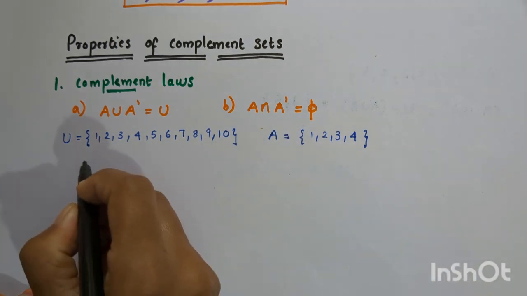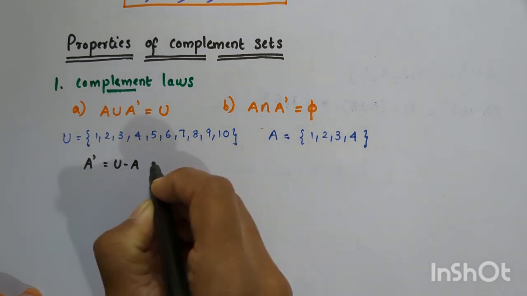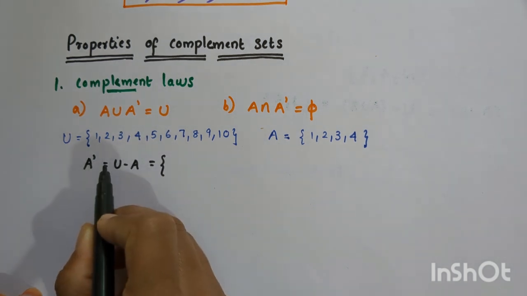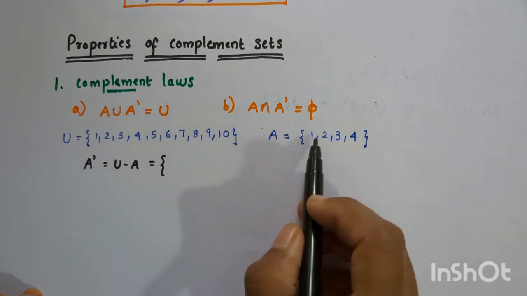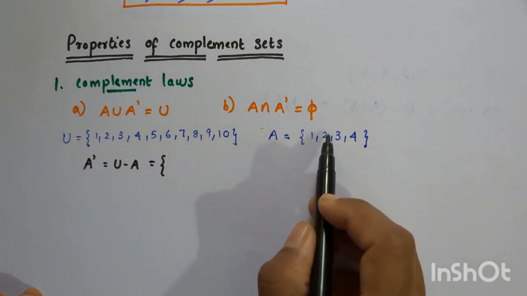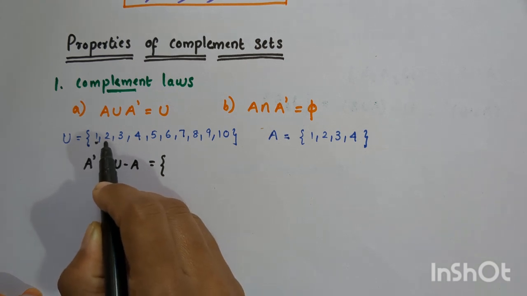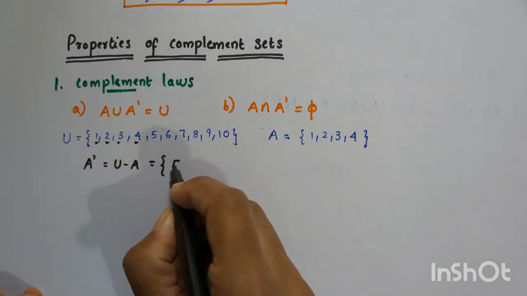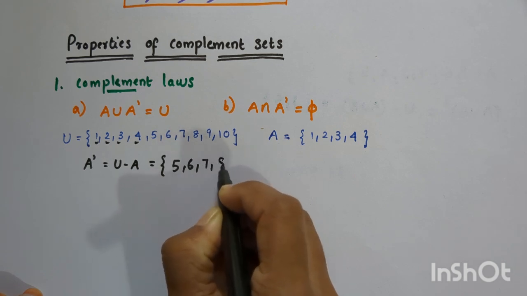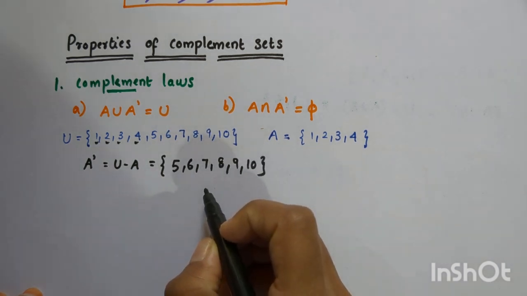So here, what about A complement? A complement is U minus A. That is, when you write A complement, you have to write the elements in U, but they should not belong to A. So you have to subtract 1, 2, 3, 4 from U. You should not write these elements here. So the rest you have are 5, 6, 7, 8, 9, 10. These are the elements in A complement.